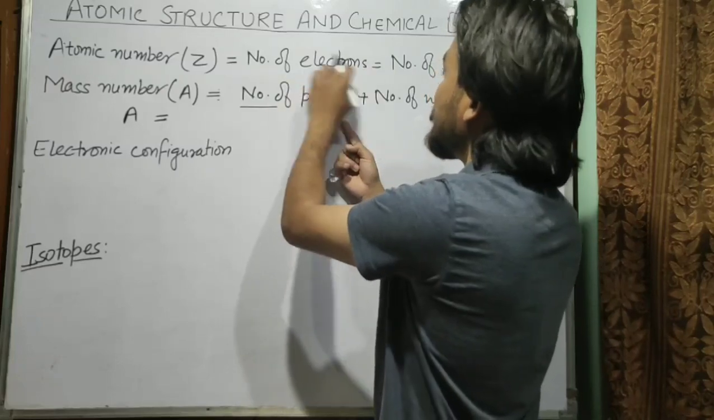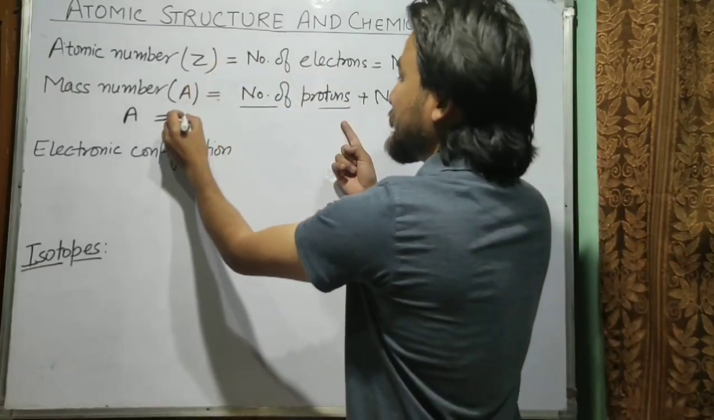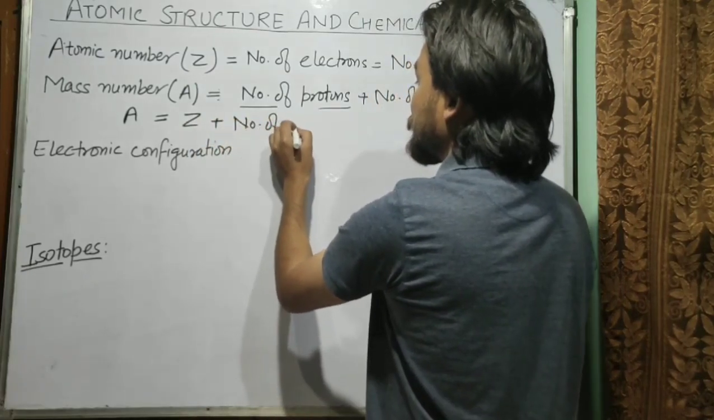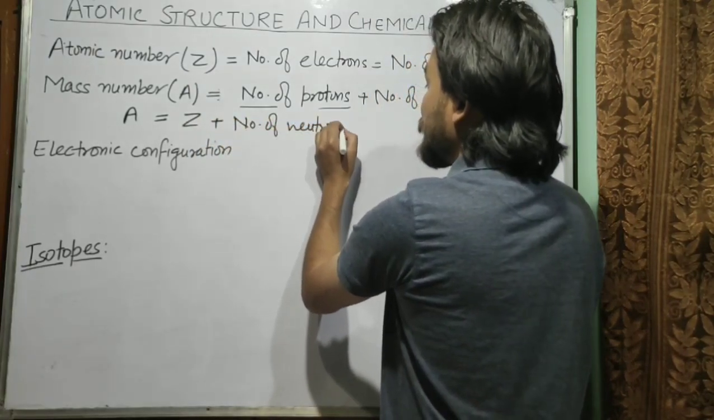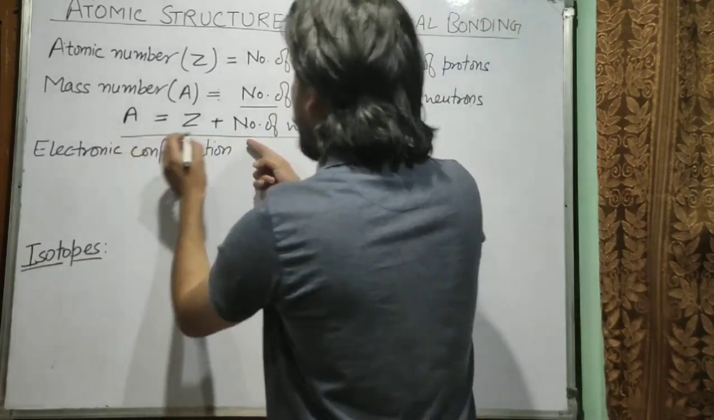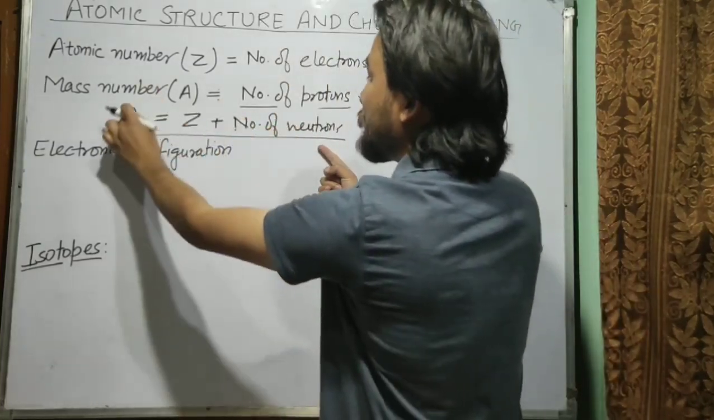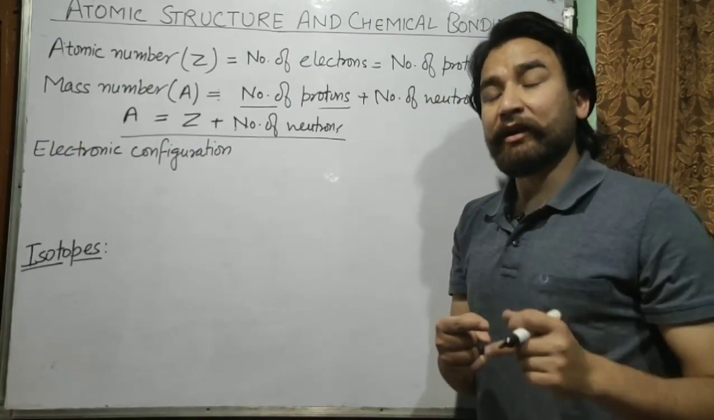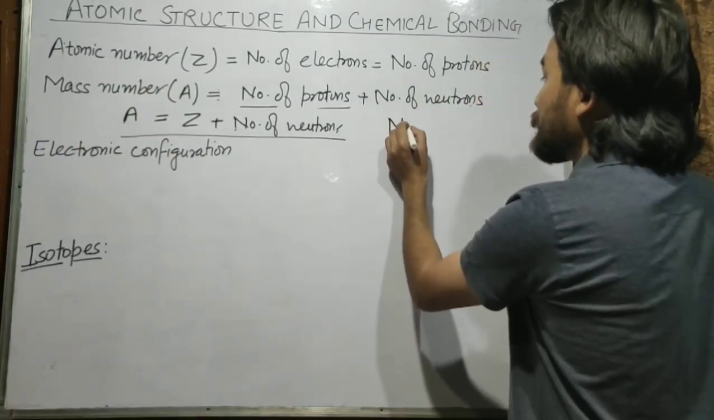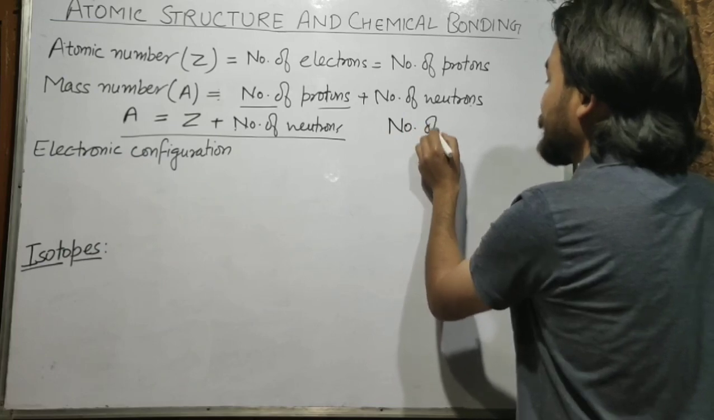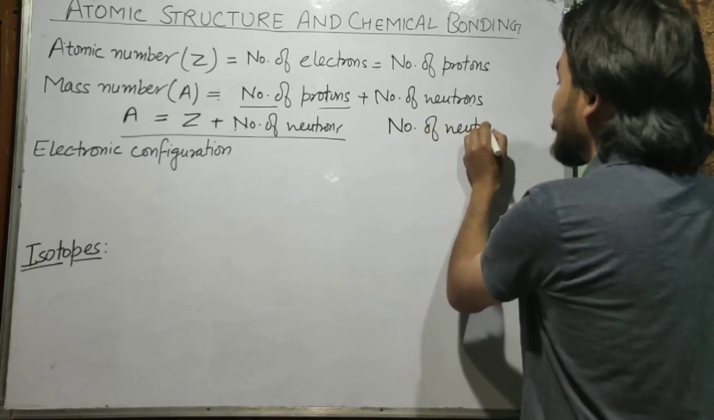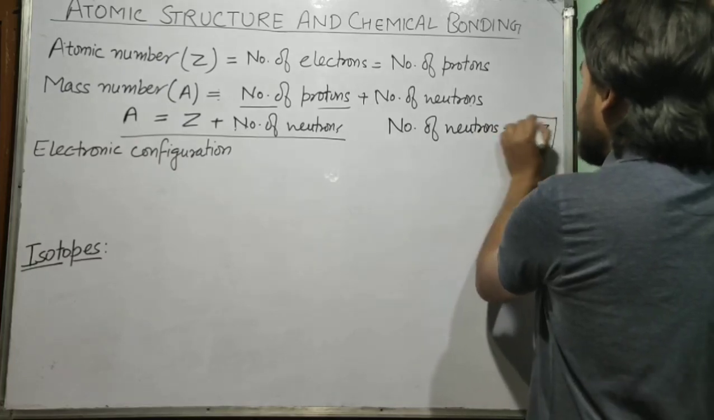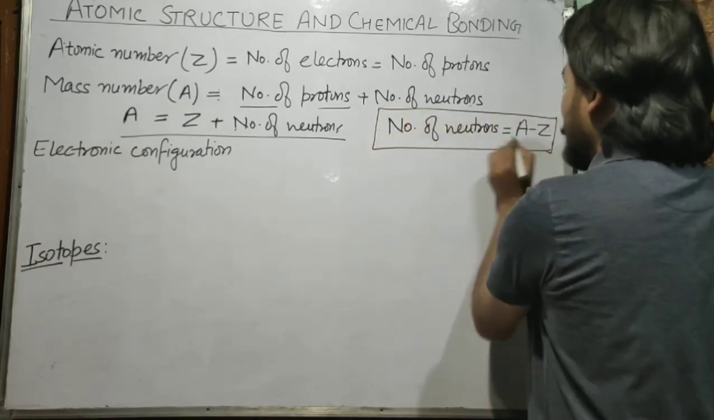So from here you can say A is equal to number of protons, what is the number of protons? Number of electrons, or you can say that is Z, plus number of neutrons. So from here you have got a formula for number of neutrons. So number of neutrons will be equal to A minus Z. A means mass number and Z means atomic number. So for you there is a formula that is number of neutrons present in an atom, that is equal to A minus Z. So this is very useful formula.